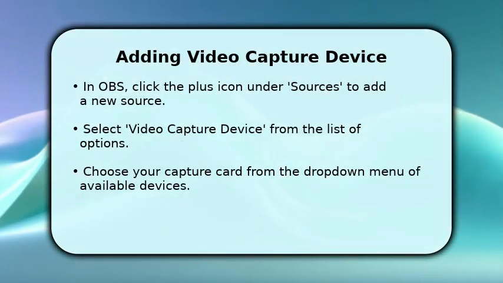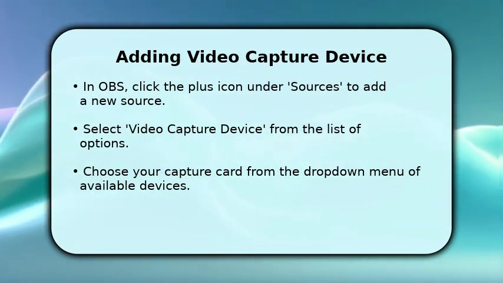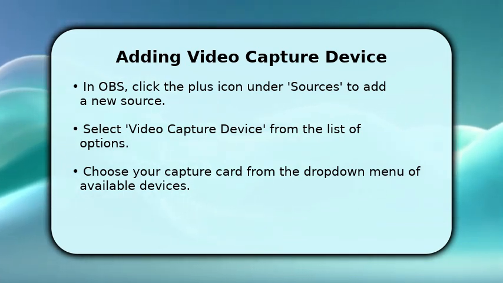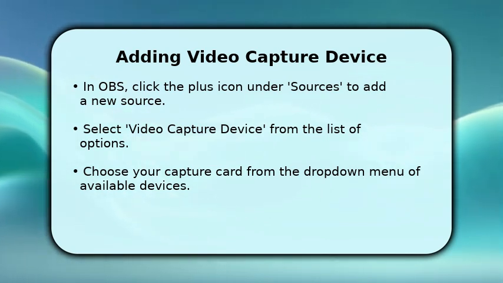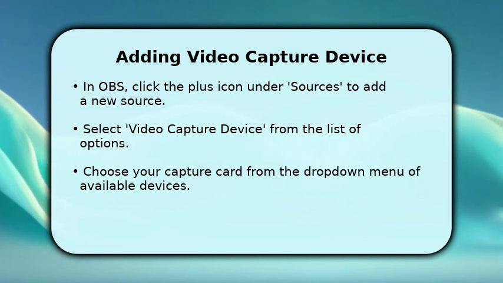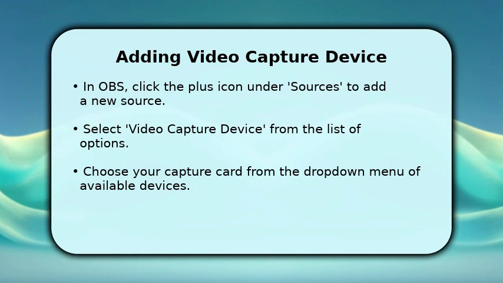Now, let's add your capture card as a source. In OBS, locate the sources dock and click the plus icon. From the menu, select Video Capture Device. A new window will appear where you can choose your specific capture card from the device dropdown. Remember to set your preferred resolution and frame rate, like 1080 pixels at 60 frames per second, for optimal quality.